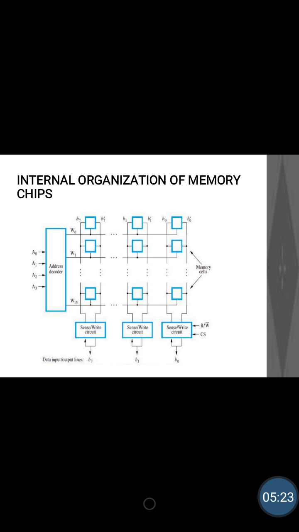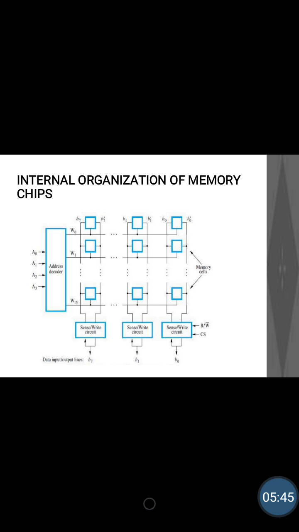Then what will CS do? CS is nothing but chip select. It selects a given chip in a multi-chip memory system. We are having a multi-chip memory system, and one of those chips will be selected by CS. So this is how the internal organization of memory is, right?